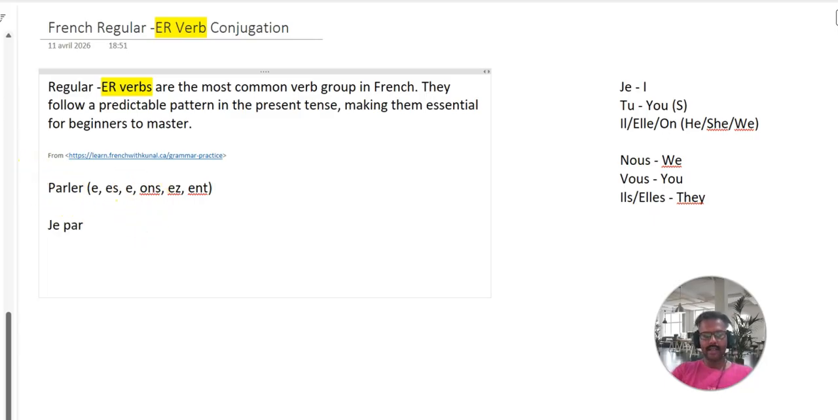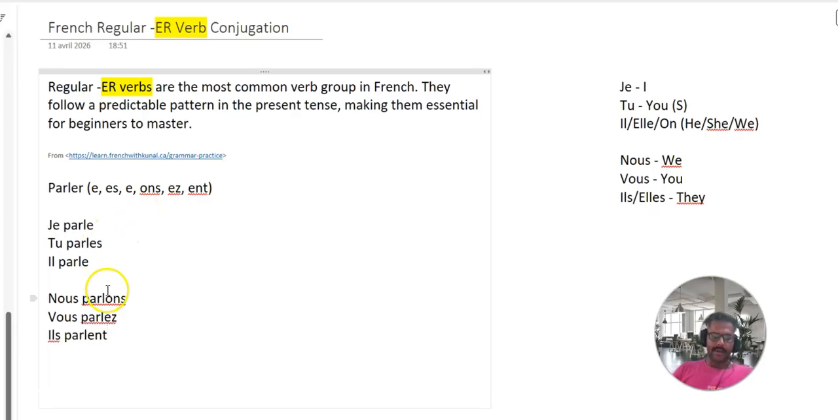Now conjugating it: je parle, tu parles, il parle, nous parlons, vous parlez, ils parlent. Keep in mind that we only speak the endings of these two, and we don't speak the endings of the other ones.